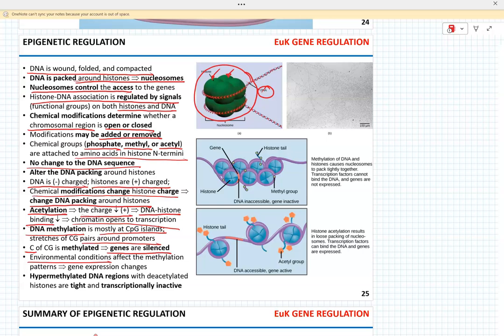If a stretch of DNA is hypermethylated, and the histones are deacetylated, both of these factors determine that this part of the DNA is tightly wound around histones and therefore transcriptionally inactive.